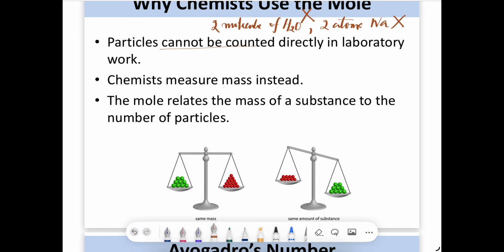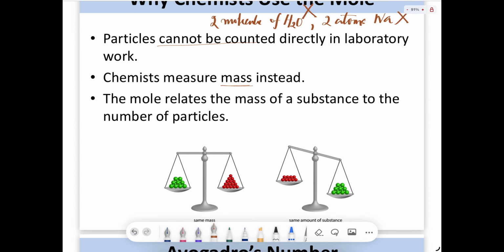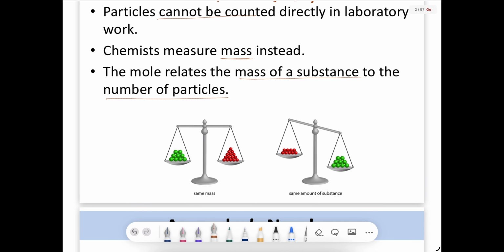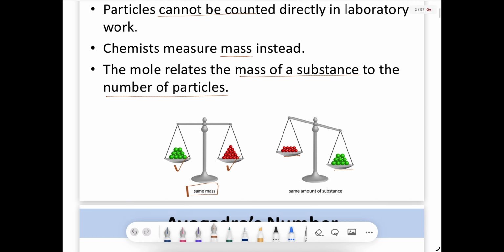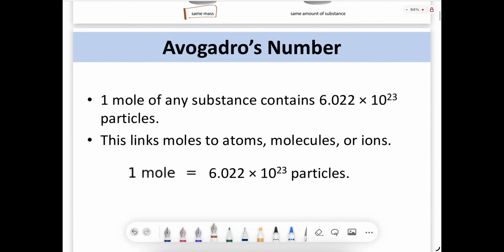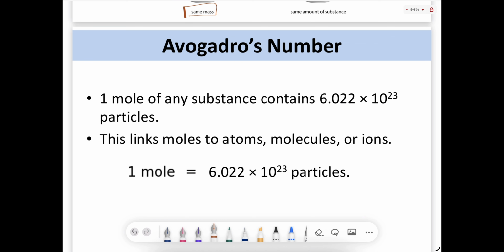So instead we measure the mass. All right. So we use mole. So mole is something that relates the mass of the substance to the number of particles. So we'll jump into the mole in a moment. So you can see here the number of particles are different in both cases, but the mass is same. Over here the particles are same, but the mass is different. All right. So how we work in chemistry, we use a mole.